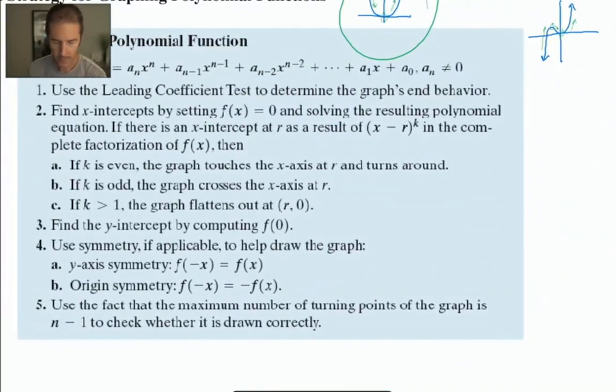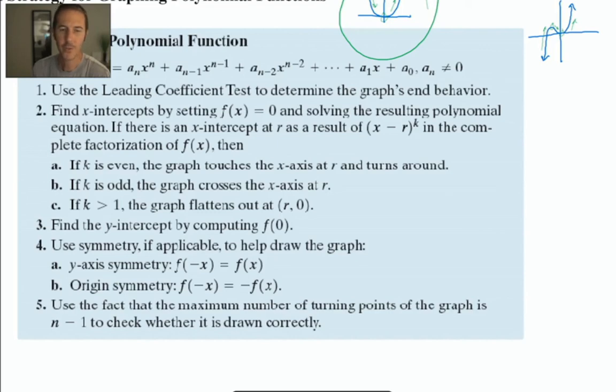Number 2, find the x-intercepts by setting f of x equal to 0. We definitely did that. We had found our zeros. We also examined their multiplicity at each 0 in order to determine if the graph was going to touch and go back, or if the graph was going to cross at that 0.